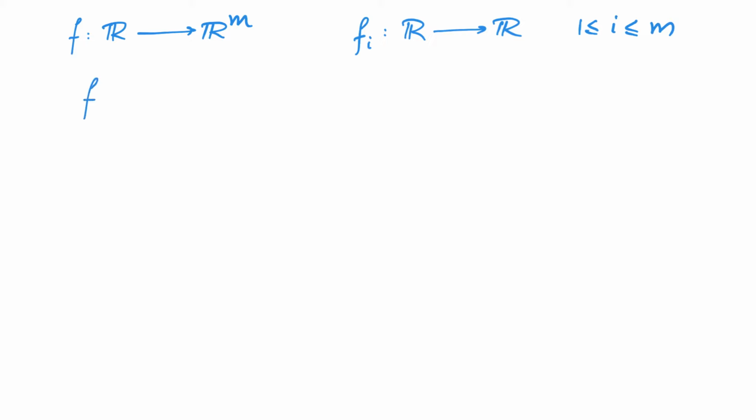Further recall that given a function f from R to Rm, by composing it with projections to the coordinate axis, we can express f in terms of m functions fi from R to R, where i is between 1 and m. More precisely, f of x is equal to (f1 of x, f2 of x, and so on up to fm of x). Given a function, a derivative is a linear approximation of this function.